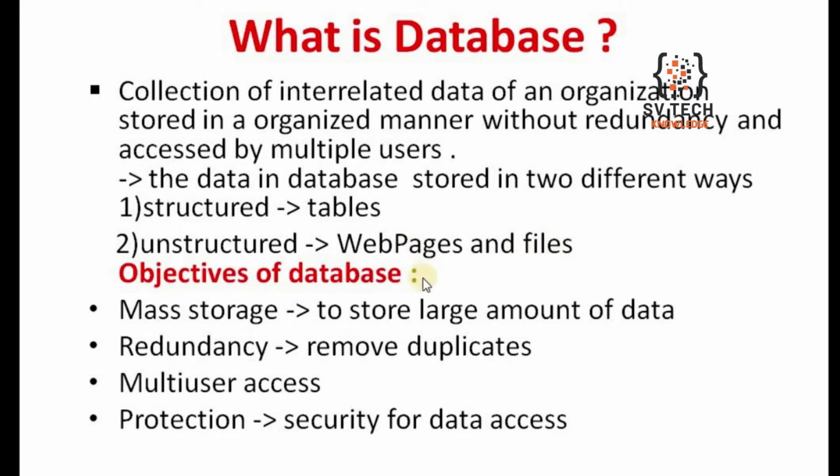So the main objectives of a database we are going to discuss. The first is mass storage, to store a large amount of data, meaning we are able to store a large amount of data by using a database. The second one is redundancy. Redundancy means removing duplicates from the data. Third one is multi-user access. Fourth one is protection, security for data access. All these are objectives of a database.